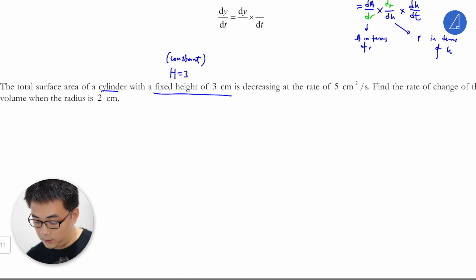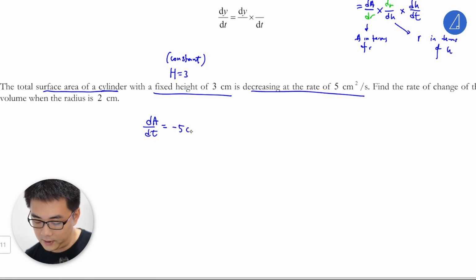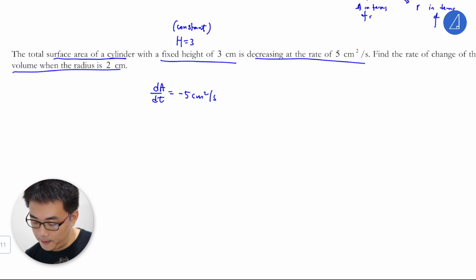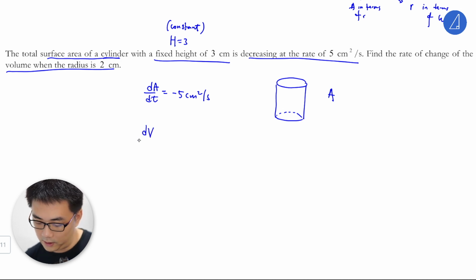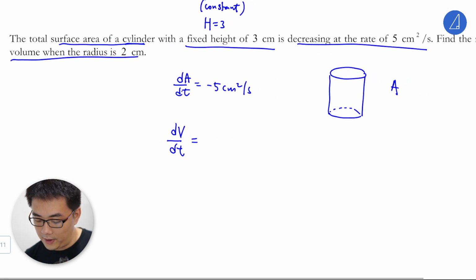So you are told that the total surface area, dA/dt, is decreasing at a rate of minus 5 cm squared per second. So find the rate of change of the volume when the radius is 2. This is the surface area of the cylinder, A. So dV/dt is what you need to find, when r is 2.